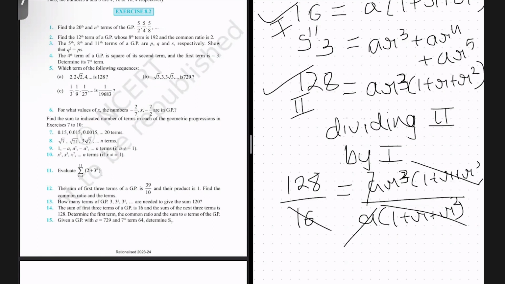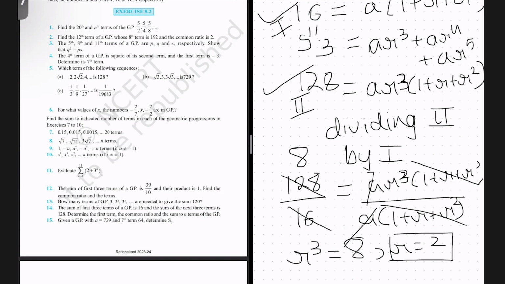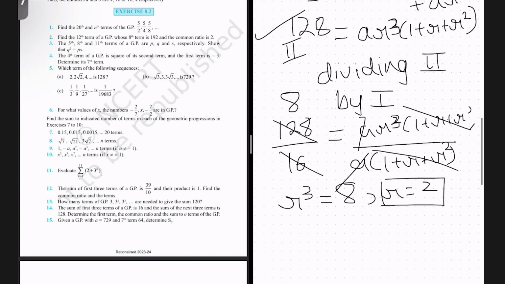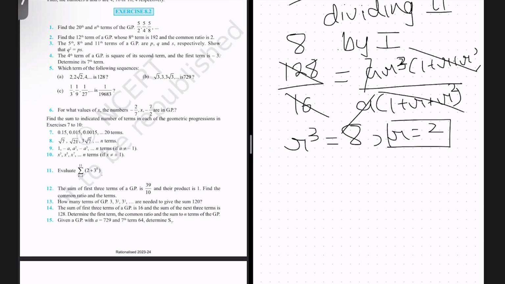128 divided by 16 goes 8 times. So r cube is nothing but 8, right? And when you solve for r, the final value that you get is 2. So r has been given to you now as 2. Now you just need to solve for a.